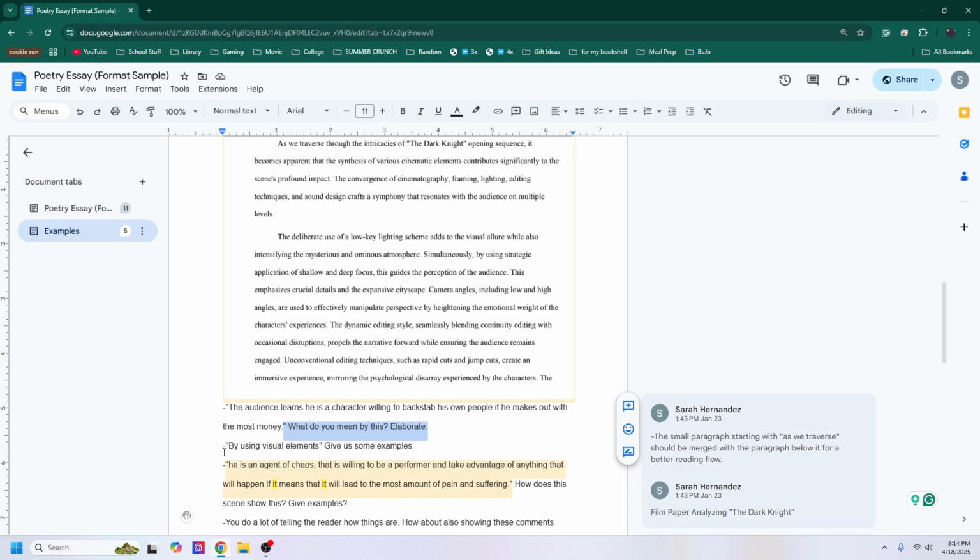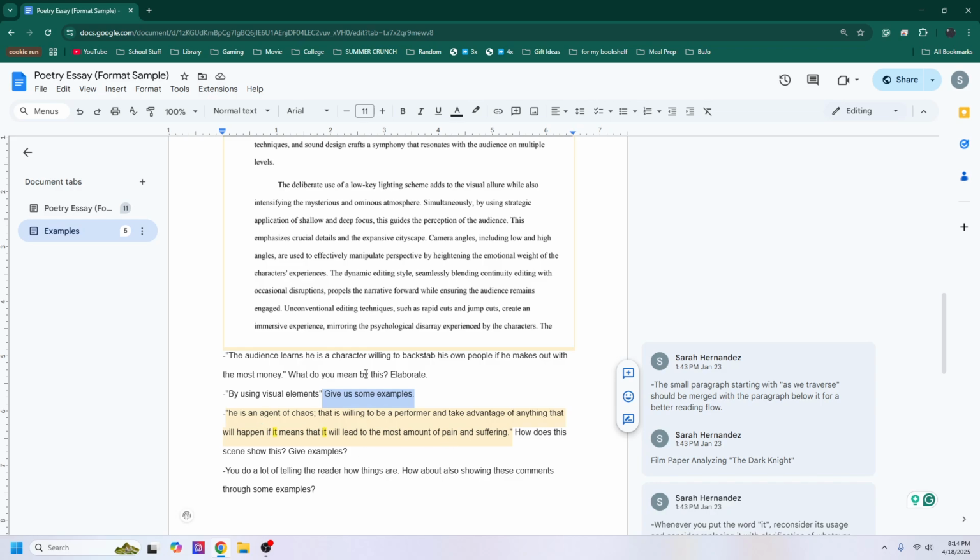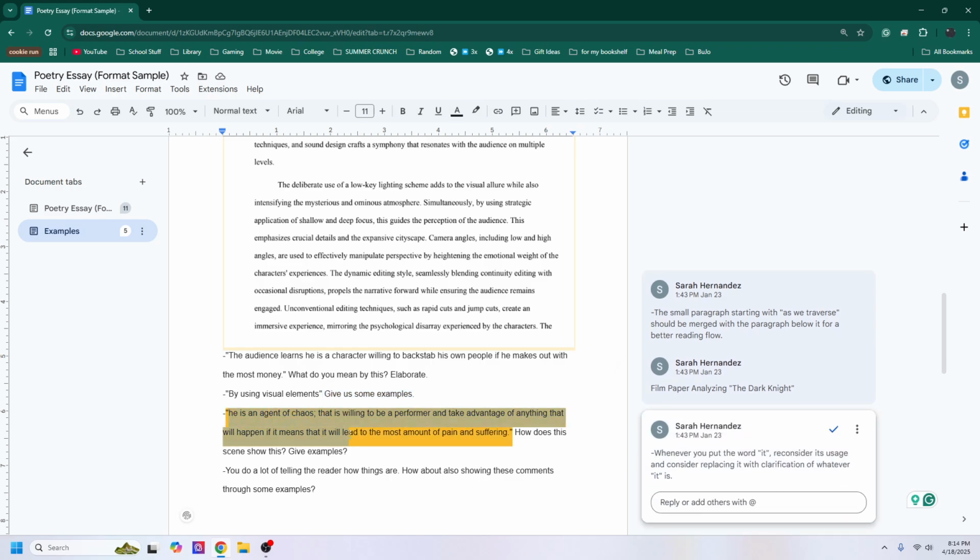And then he did. He said, by using visual elements. I said, give us some examples of those visual elements. It shouldn't be an aside since it's a main part of the prompt of the film paper that you're analyzing, so you should give us some examples. He says, he is an agent of chaos.